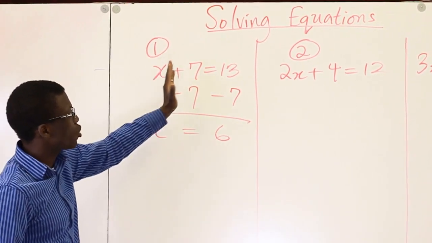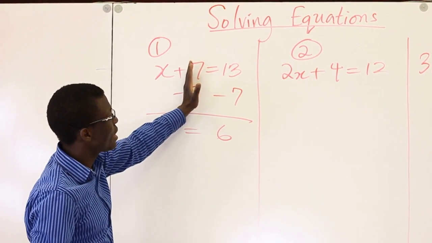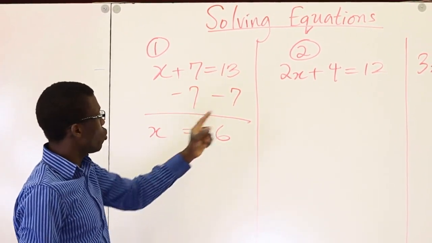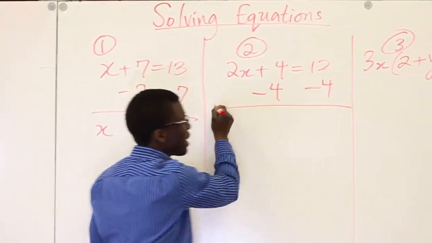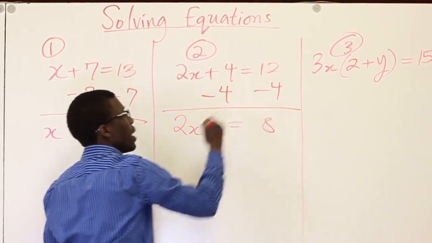If you were to plug 6 back in, you get 6 plus 7 is 13. Now notice that I subtracted 7 because I wanted to get rid of the number on the left side. So by doing that, that leaves me with that on the right side. Now 2x plus 4 is equal to 12. You do the same thing you did, okay? Again, notice the pattern. You subtract 4. And so you get 2x is equal to 8.